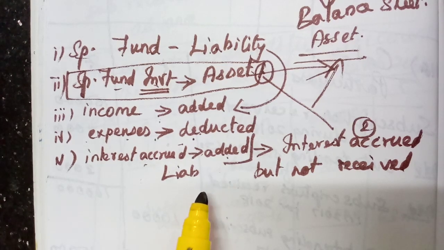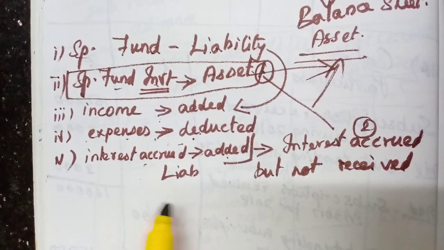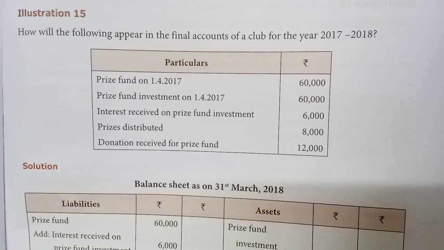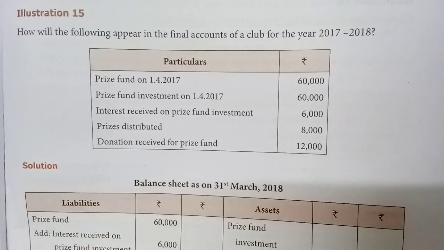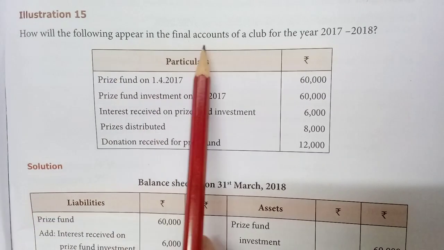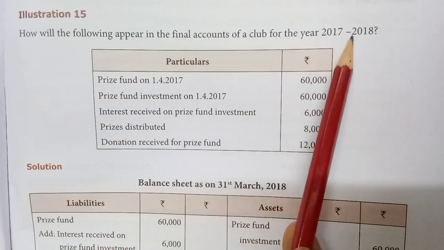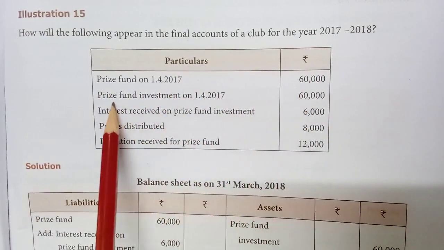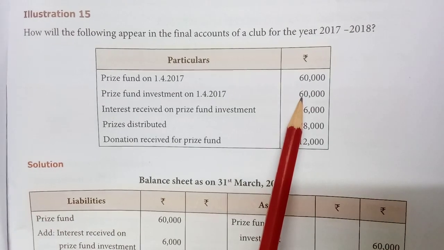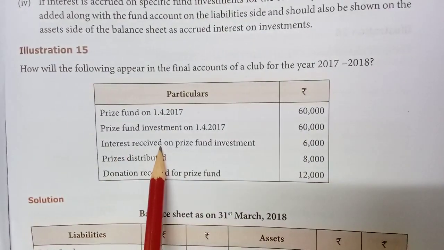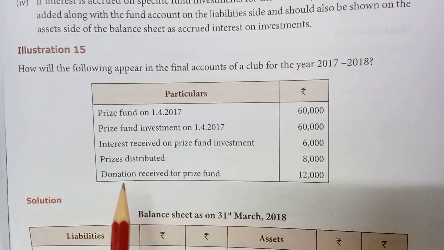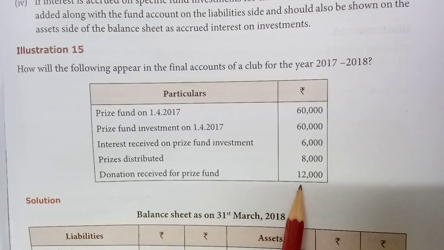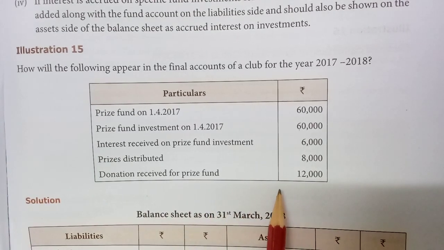Now I will explain the 15th illustration for you. How will the following appear in the final accounts of a club for the year 2017-18? Particulars: prize fund 60,000, prize fund investment 60,000, interest received on prize fund investment 6,000, prize distributed 8,000, donation received for prize fund 12,000. So how will this appear, let us have a glance.